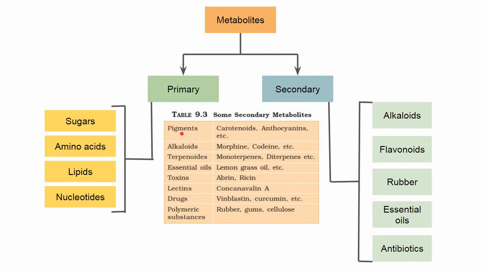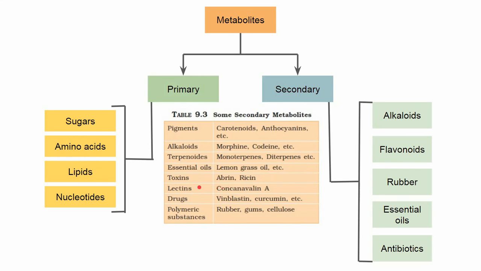So in the case of pigments, which are secondary metabolites, examples mainly include the carotenoids and anthocyanins. And in the case of alkaloids, we have morphine and codeine. So morphine we all know for its anti-pain activity. So next we have the terpenoids, the monoterpenes and diterpenes. And for essential oils, we have the lemongrass oil, and we have toxins, that is abrin, and one more is ricin.